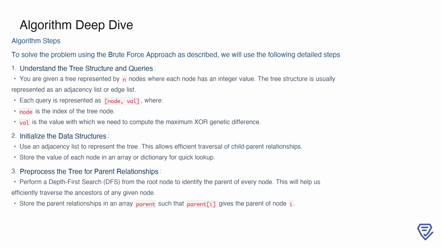Next, we need to initialize our data structures. An adjacency list is ideal for storing the tree efficiently, as it allows us to traverse the child-parent relationships quickly. Alongside this, we should maintain a data structure, such as an array or dictionary, to store the value of each node for constant time lookups during query processing. Lastly, to prepare for efficient traversal, we pre-process the tree using a depth-first search, or DFS, starting from the root. This helps us determine the parent of every node and store these relationships in a parent array. For instance, parent[i] will give us the parent node of i, which simplifies moving up the tree later.